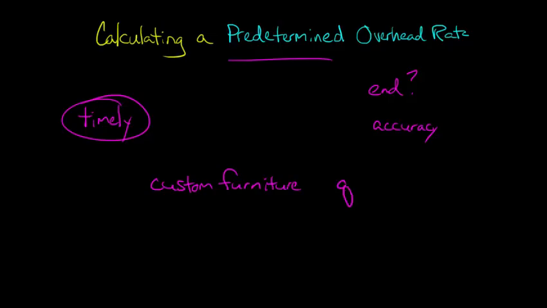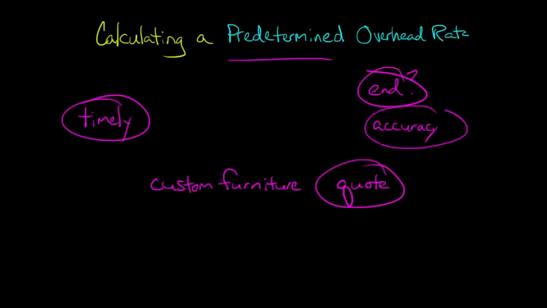If we're going to give this person a quote, do we say, come back at the end of the period and then we'll know what the overhead was, and we'll be able to give you an accurate quote of what you owe us? Of course not, right? They're going to want a quote now or tomorrow or sometime in the near future, and you can't just wait to the end to see the accurate totals of what the overhead were. So you need some kind of way to estimate right now.